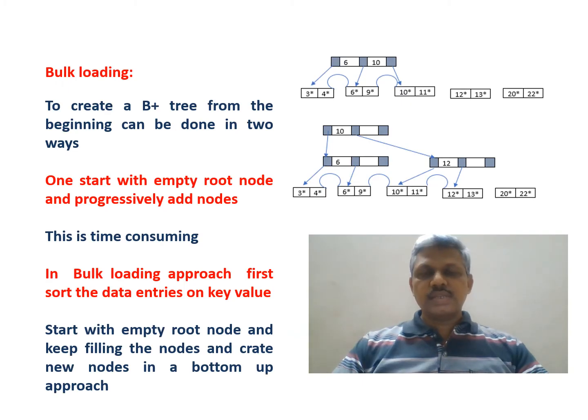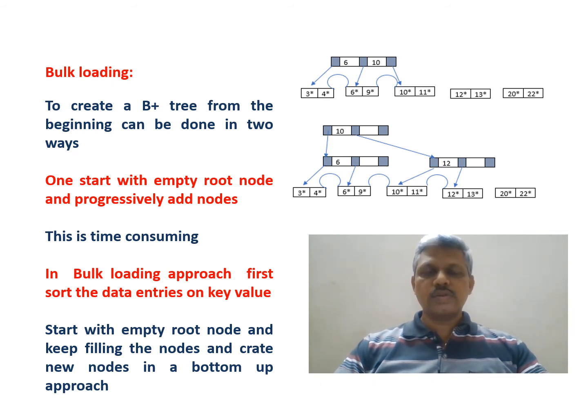So far we have seen the insertions and deletions on the B+ tree. But when it comes to the initiation, when there is no B+ tree at all, and we have data to be inserted, or a B+ tree has to be created at the beginning, when no B+ tree exists, then how do we start?